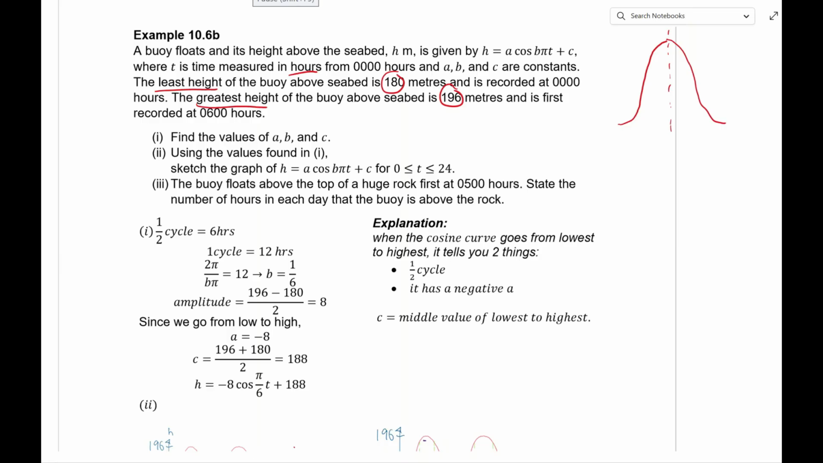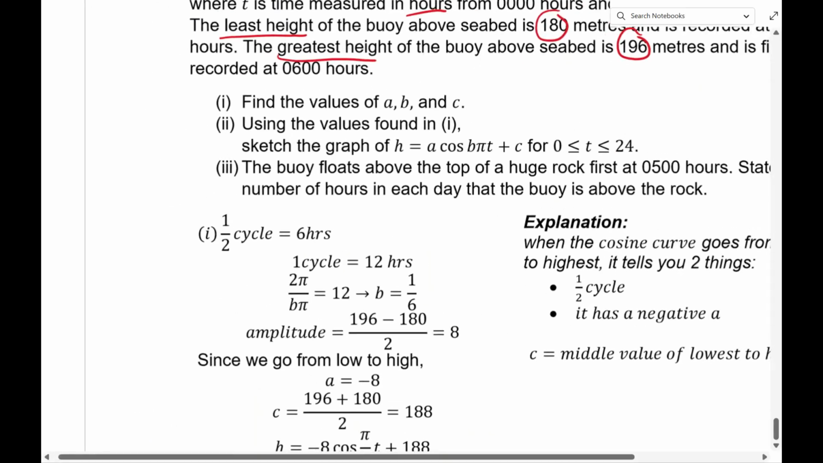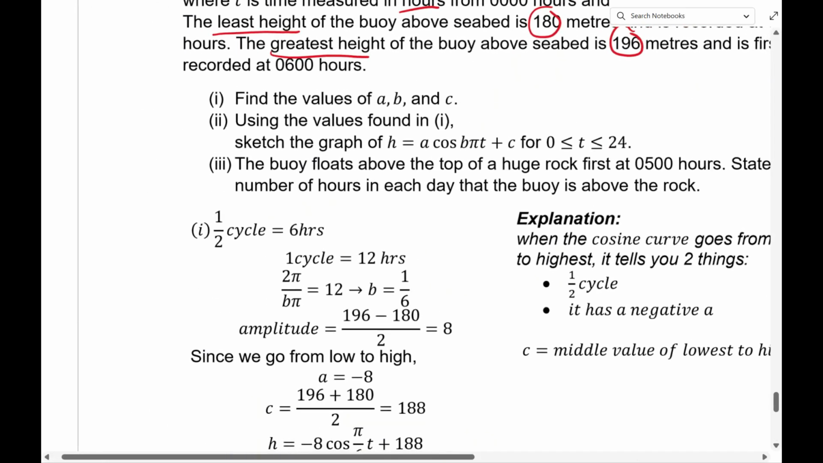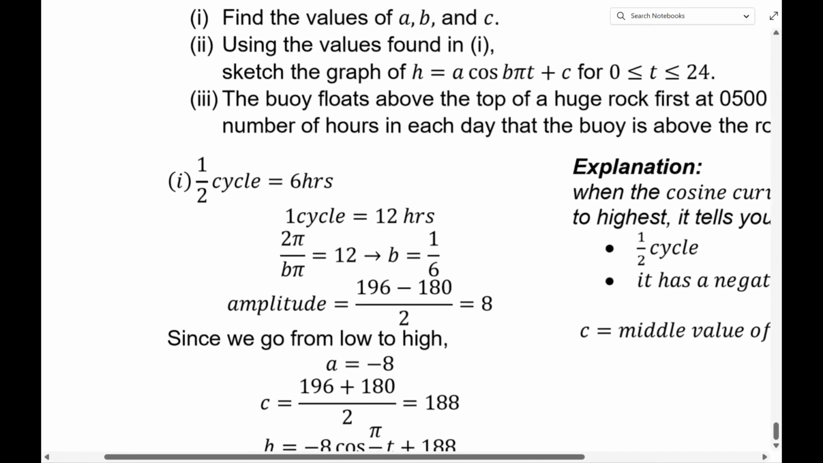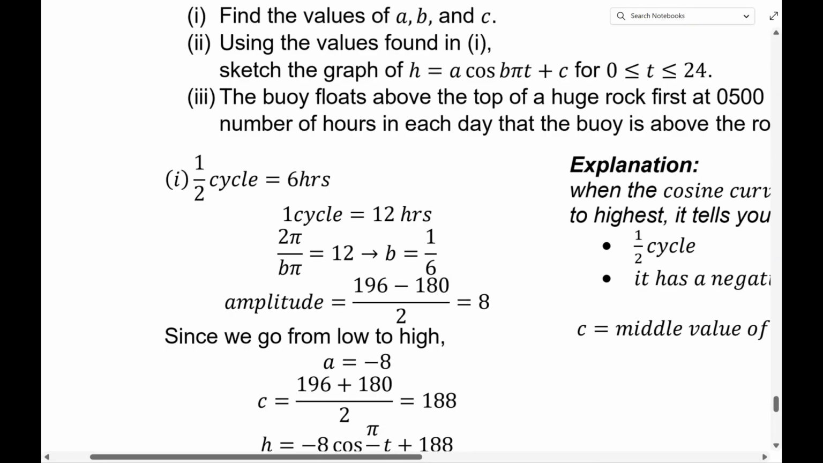So you know that this is half a cycle, because the question did specify that it follows a cosine graph shape. Therefore, half a cycle equals 6 hours from 0000 to 0600 hours, so from 12 am to 6 am. Therefore, one cycle equals 6 times 2 hours, which is 12 hours. And from there, we can identify our 12 hours as one period.